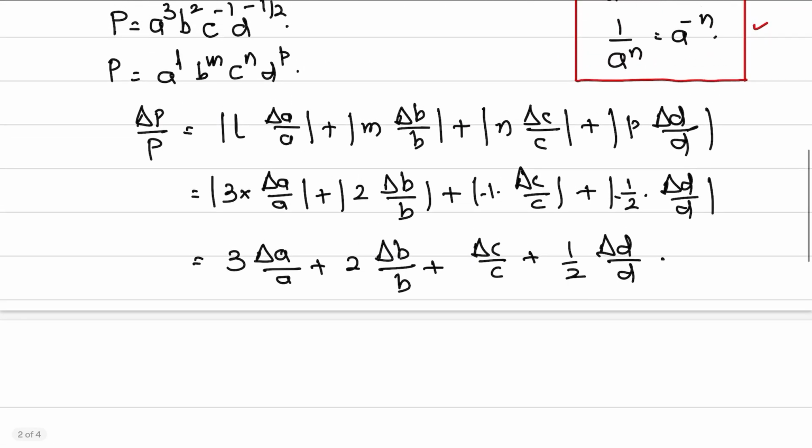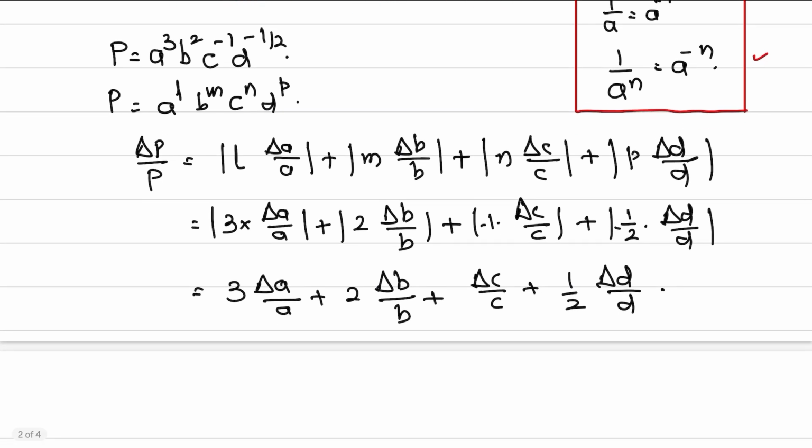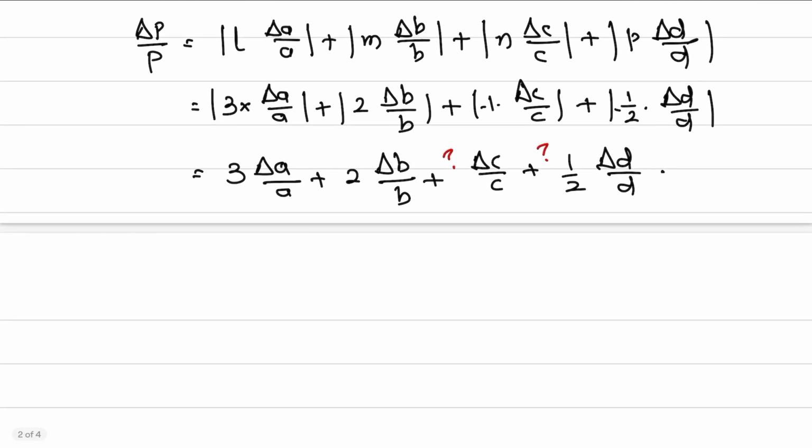Now, usually people make a mistake because D is having a power of minus half. They try to put minus here. Don't do that mistake. Here and here. C has a power of minus 1. No, never make that mistake. Error accumulates. Error adds up. The error will add up to each other.